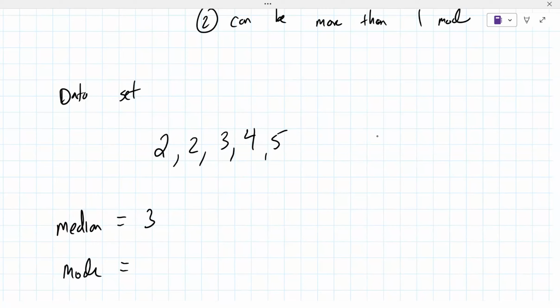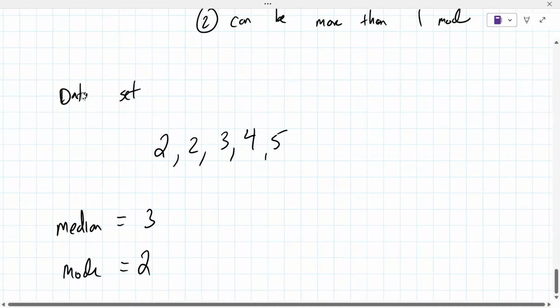What is the mode? Um, the mode is... Most frequent. Zero? There is no mode. Two. It's two. All right, let's look at another data set here.